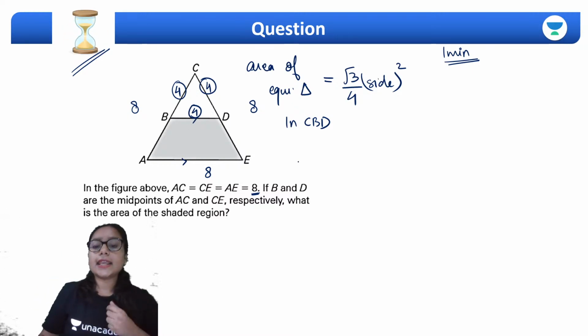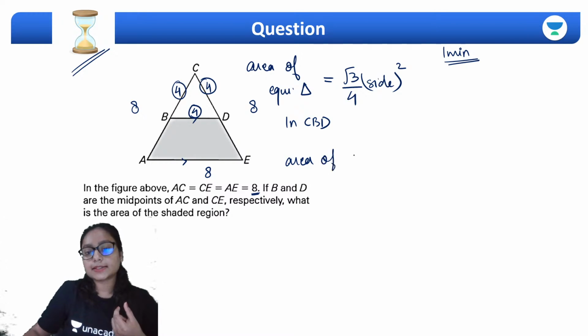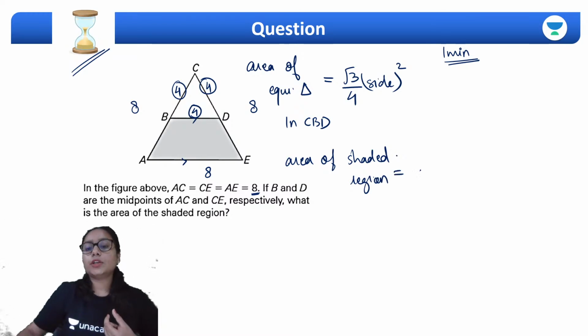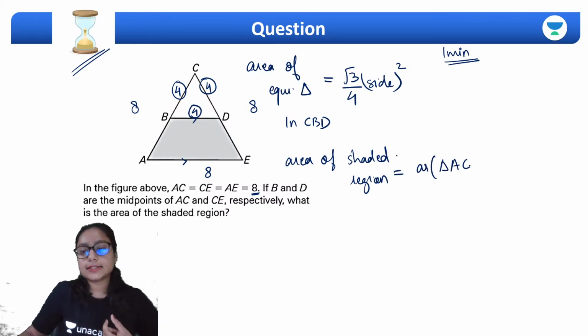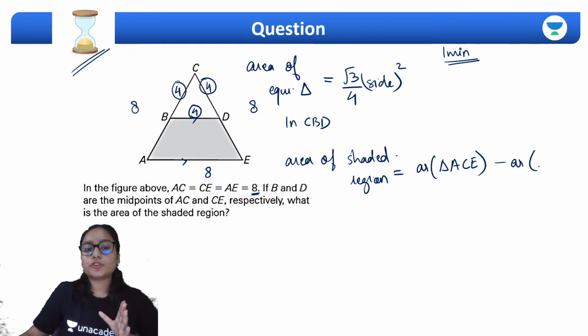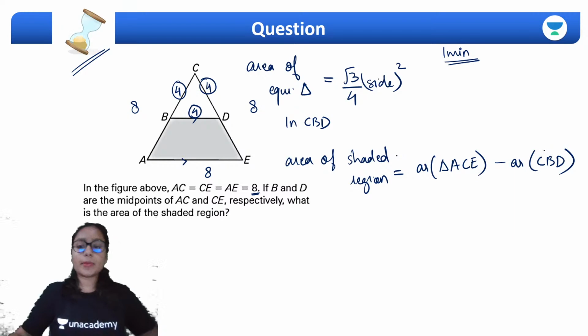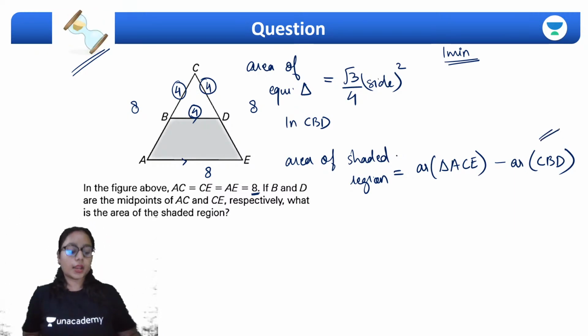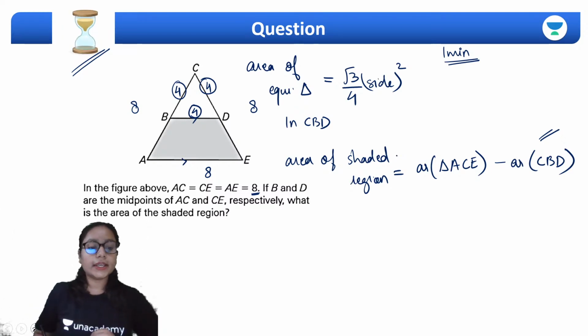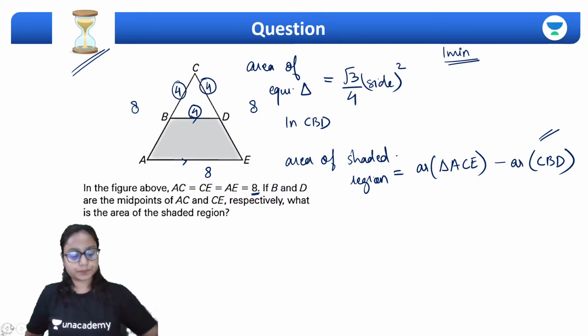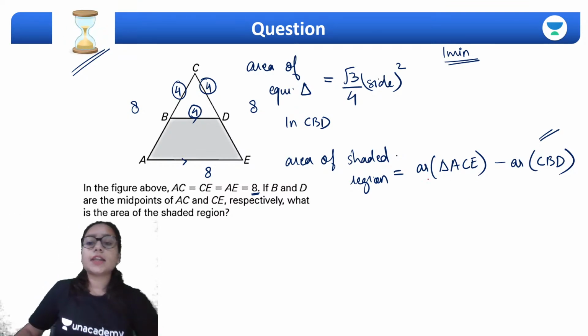So let us find the area of the shaded region. What is the area of the shaded region? This will be equal to the area of triangle ACE minus the area of triangle CBD. Is this step clear to everyone? How do we calculate the area of the shaded region? Please answer. Clear? Right? Now what is the area of ACE?